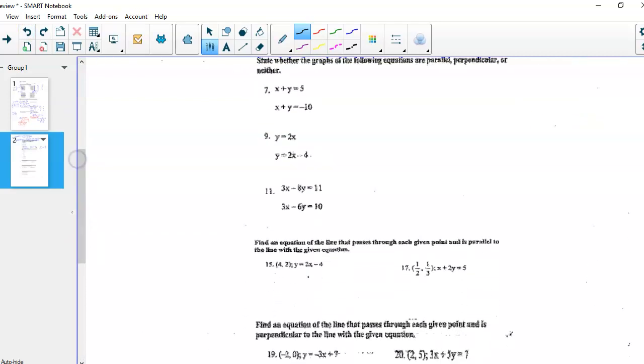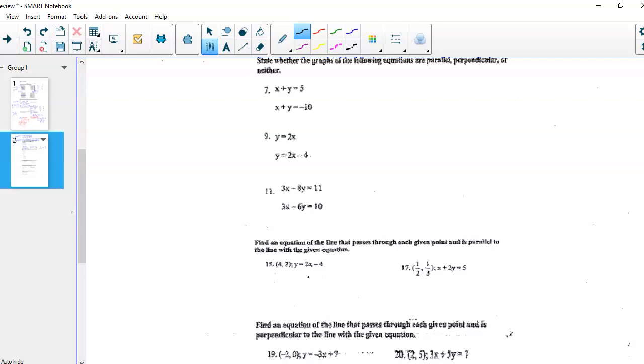For the next section, it's just asking whether these are parallel, perpendicular, or neither. I'll go back. So we're going to do 7. In order to tell if these are parallel, perpendicular, or neither, you need to solve them. Now, you may be able to see if they have the same numbers, but I wouldn't say that they're parallel or perpendicular just by looking at if they have the same numbers, because it could change. In this case, when we subtract x, they're both negative, so it doesn't change, but it could, so don't assume.